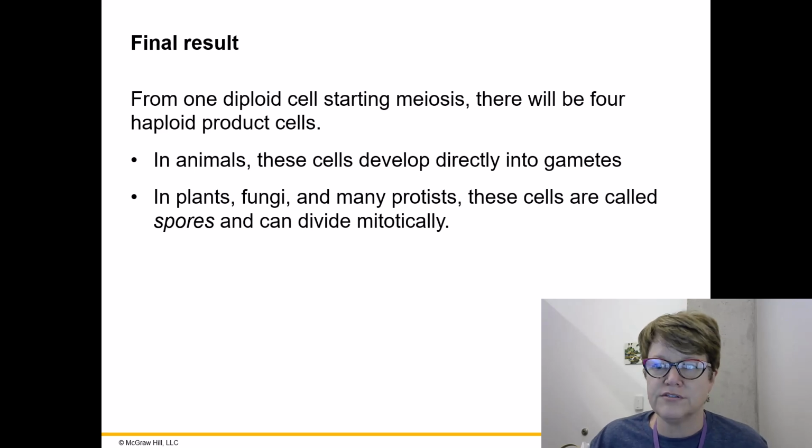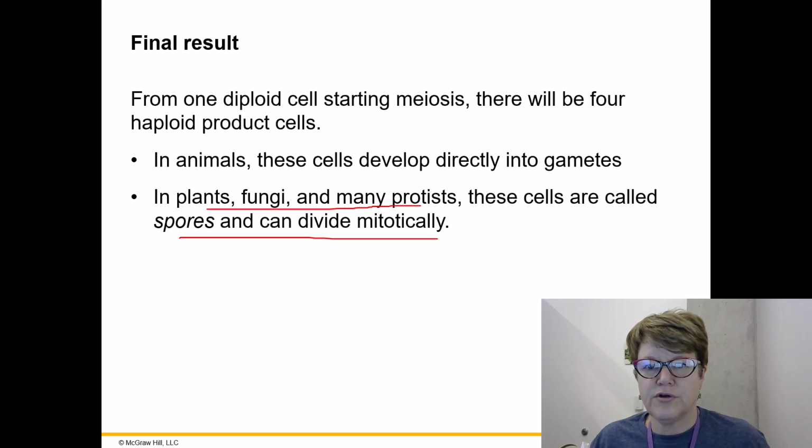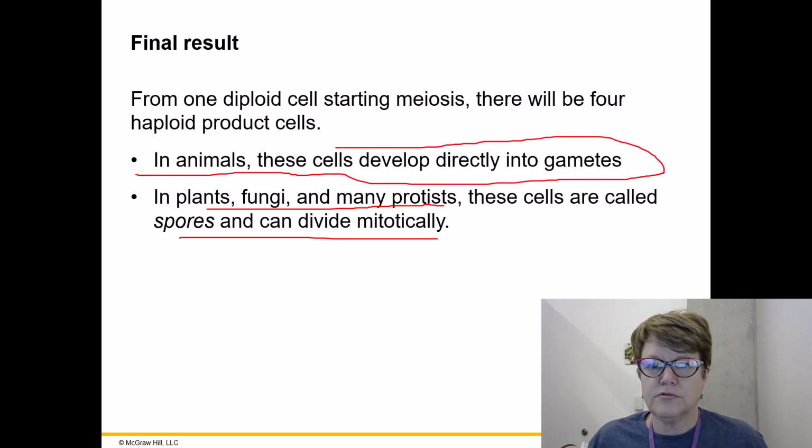So the final result is that starting from one diploid cell at the beginning of meiosis, there are going to be 4 haploid product cells. In animals, these are going to develop directly into the gametes, the eggs and the sperm. In plants and in the fungi and in some of the protists, these are spores, but when you go into other classes, you can worry about those things. But these are still going to eventually go to fertilization. So we're definitely focusing on the animal.